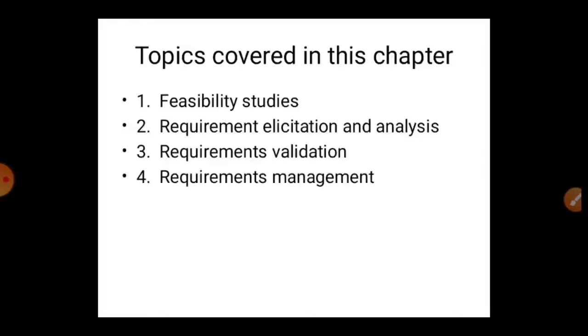The topics that we will be covering in this chapter are 1. Feasibility studies, 2. Requirement elicitation and analysis, 3rd. Requirements validation, and 4th. Requirements management. So students, today in the introductory part we have tried to know what the requirement engineering process is, what the sub-processes are, and what their importance is in the engineering process.